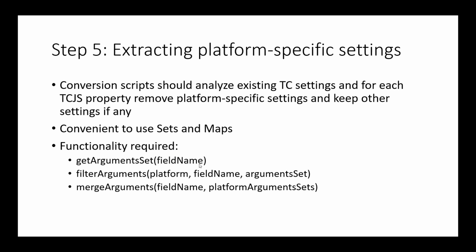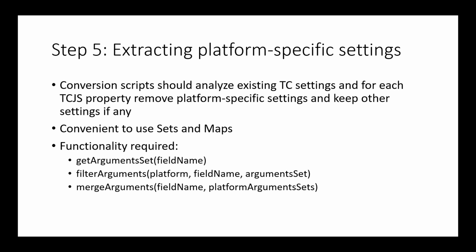So get argument set. It takes a setting for some field name, for example, inclusion paths. Of course, all of these functions should also take a TC, which is analyzed. I forgot about it as the first parameter, and then the name of the field, and it will return you a set of all arguments. So it will split if it is comma separated or space separated, depending on the field which you are analyzing. It will split and create a Java set.